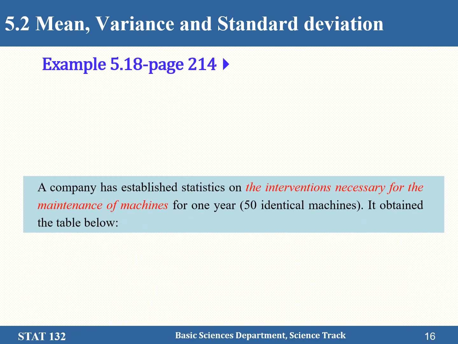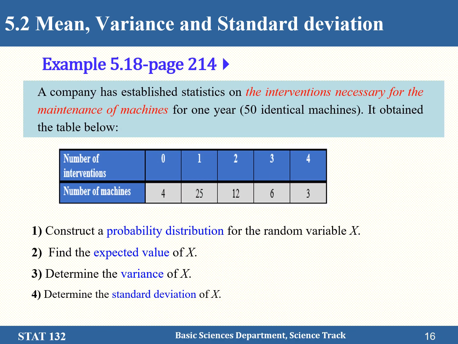Now, let's do this example. A company has established statistics on the interventions necessary for the maintenance of machines for 1 year for 50 identical machines. The table below is obtained. So the number of interventions means either it gives a problem or it requires maintenance. You go to the machine and you do something to the machine. So we say this is just an intervention.